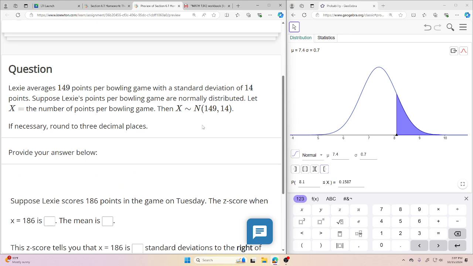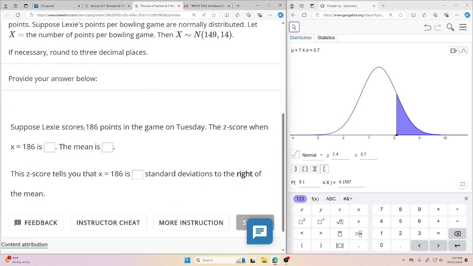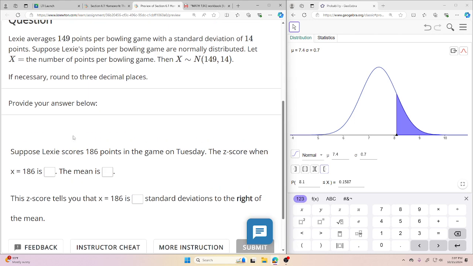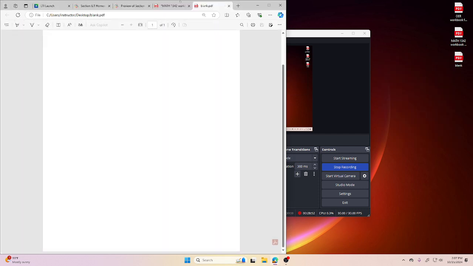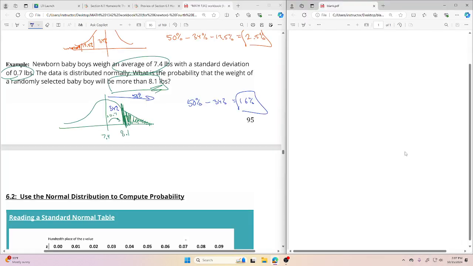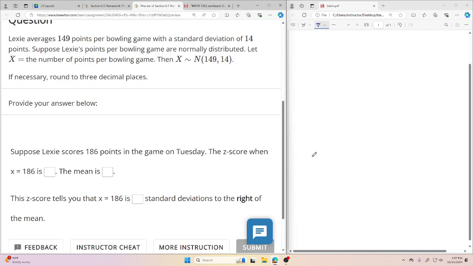I'm trying. Okay. We got an average for this bowling game, and a standard deviation of that much. I don't know what they're trying to say here. Let's get some blank paper up, because I want to draw on it. Not highlight, draw. Okay. Where's my homework? Here we go.